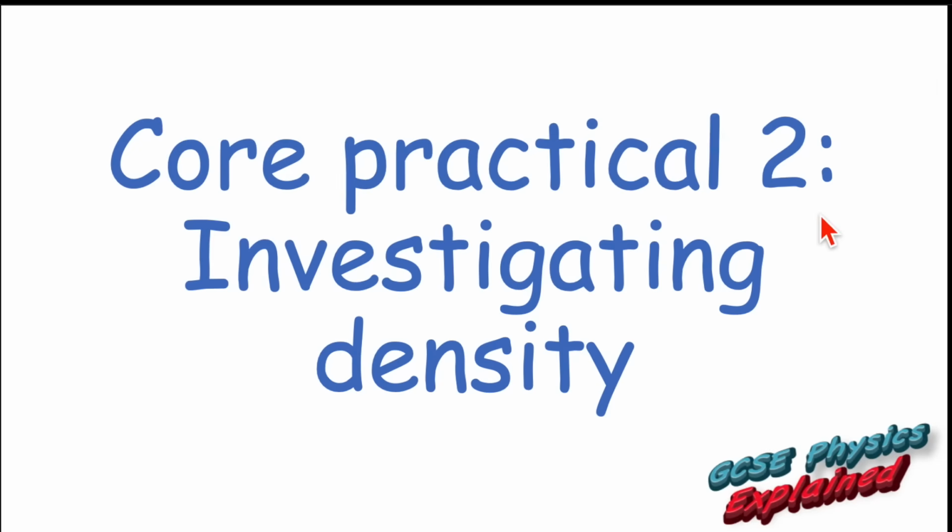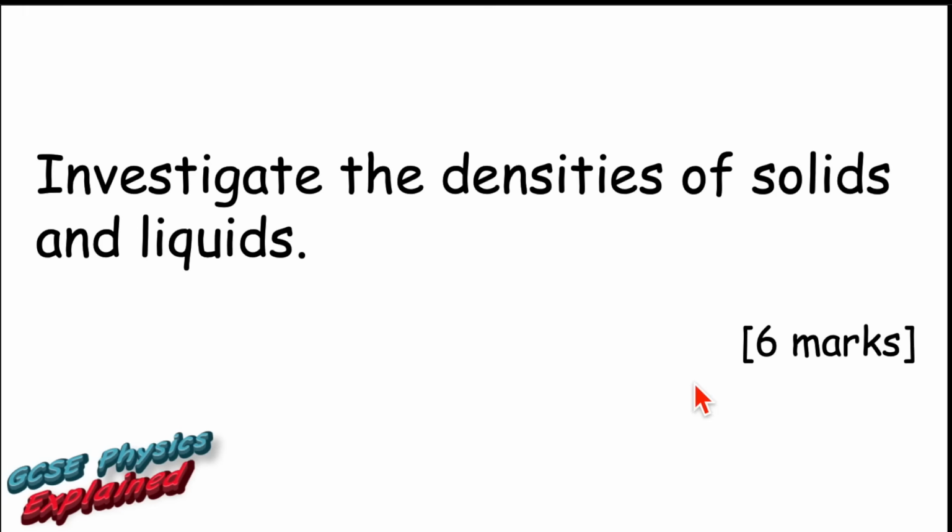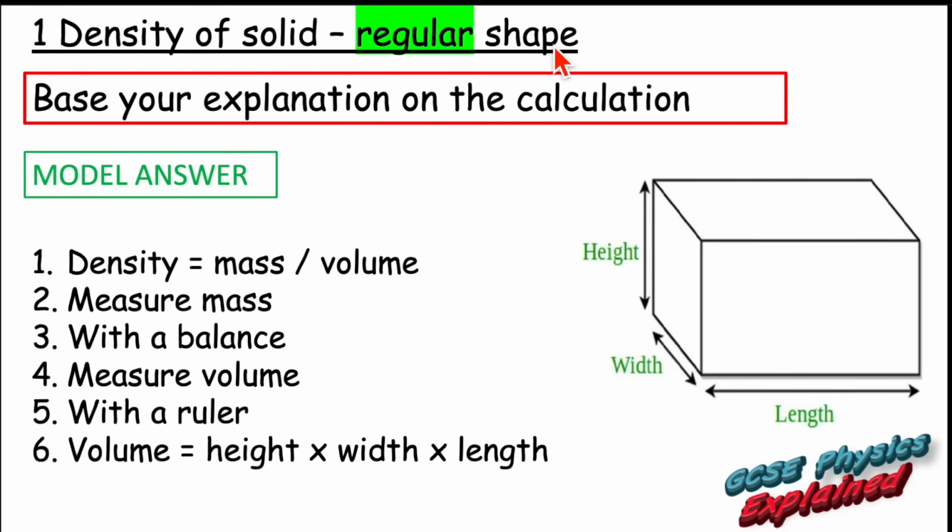Core Practical 2. Investigating density. Investigate the densities of solids and liquids for 6 marks. Right, there's 2 types of solids that you're going to have to be able to get the density of. One of them is a regular shape, which basically means a shape with sort of flat edges that you can just measure the height, the width and the length with a ruler.